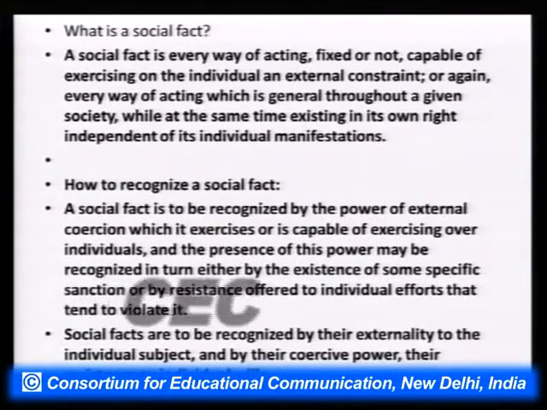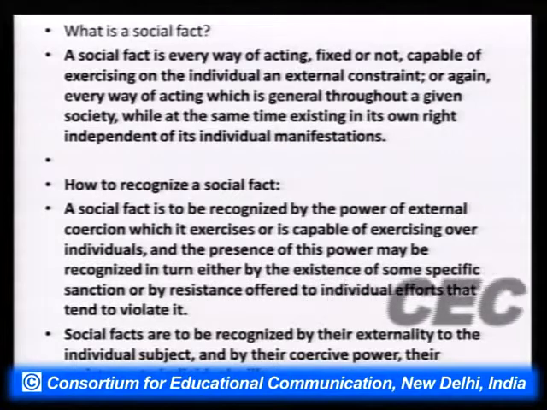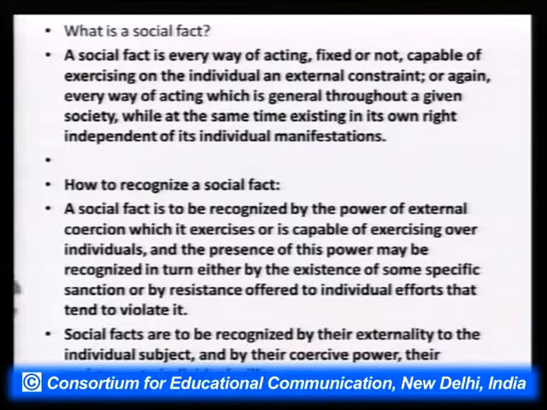Now, friends, let us come to the first element of his. What is a social fact? The whole argument of Durkheim rests on this particular idea. What is a social fact? A social fact is every way of acting, fixed or not, capable of exercising on the individual an external constraint, or again, every way of acting which is general throughout a given society, while at the same time existing in its own right, independent of its individual manifestations.